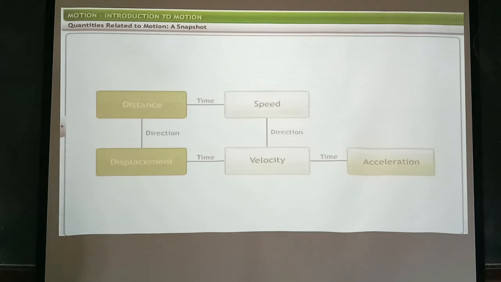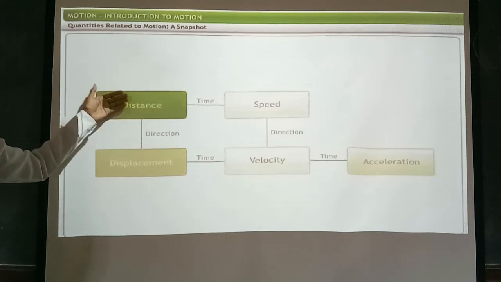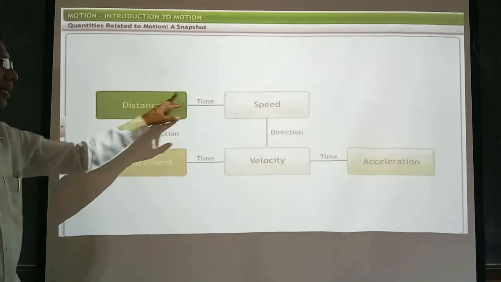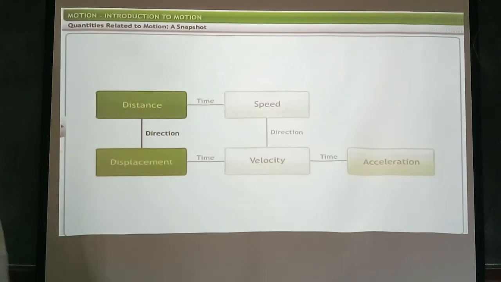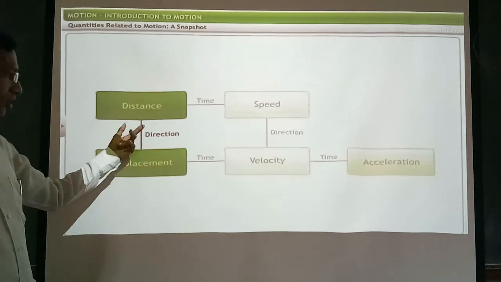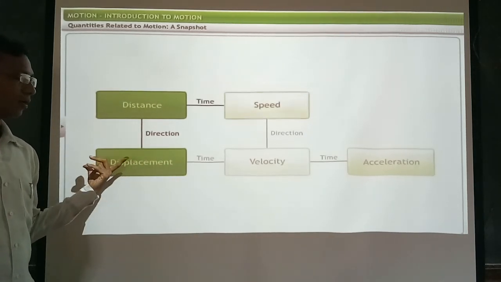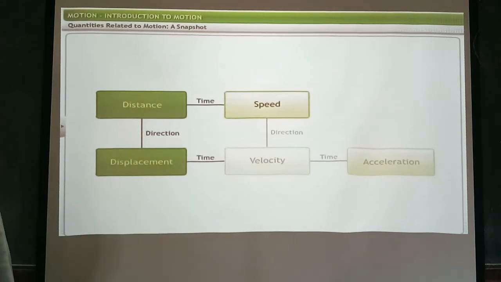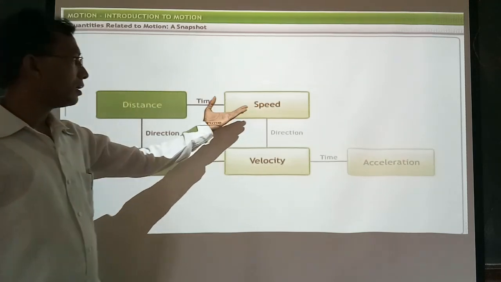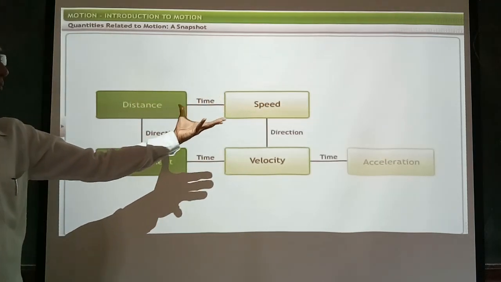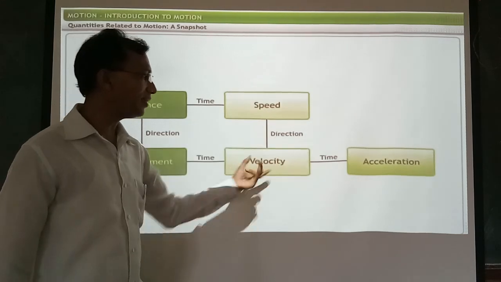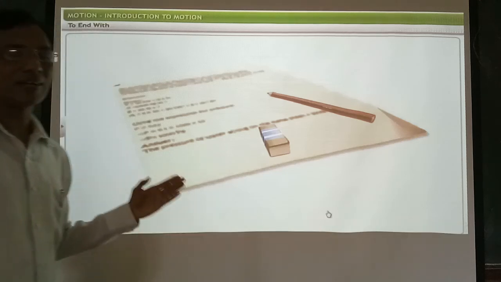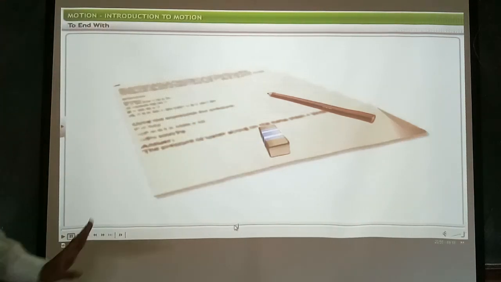Now some points related to motion. Distance is related to time as well as direction. Another derivative, displacement, is related to direction as well as time, from one place to another with the help of time. Now speed with respect to time, and another derivative, direction: speed in which direction is covered is related to velocity, and velocity is related to acceleration.